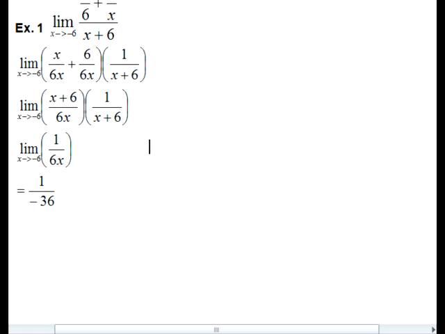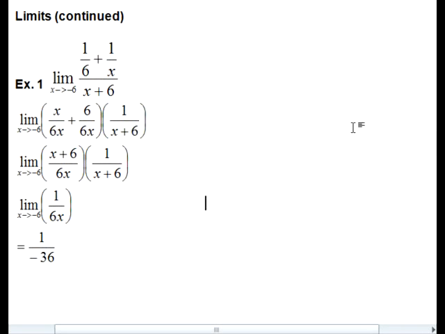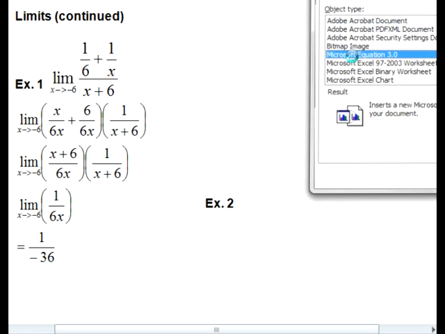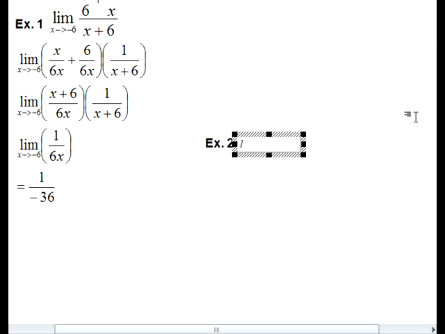Alright, here comes example 2. I may even do it beside. Is that too much math on one page? I don't know if it is or not, but I'm going to try it. Here's example 2. Example 2 is going to be a little bit nicer. Actually, no, it's not. Let me change it last minute. It's going to be the limit.